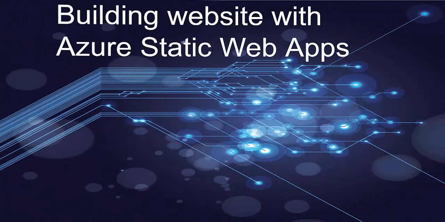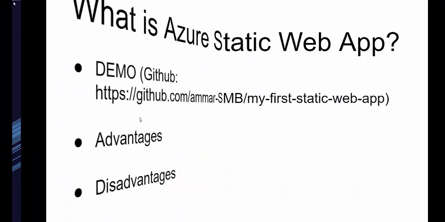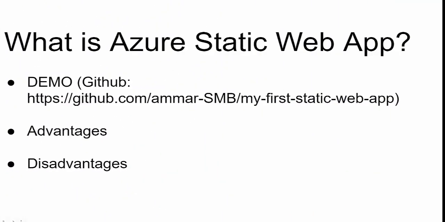In this video, I will show you how to build a website with Azure Static Web Apps. So what is Azure Static Web App? Azure Static Web App is a service offered by Microsoft Azure that allows developers to build and deploy static web applications quickly and easily. An Azure Static Web Application refers to an application that consists of HTML, CSS, and JavaScript files and does not require any server-side code or backend database.